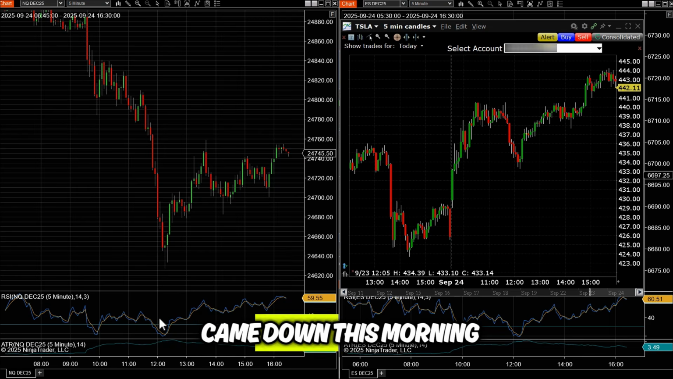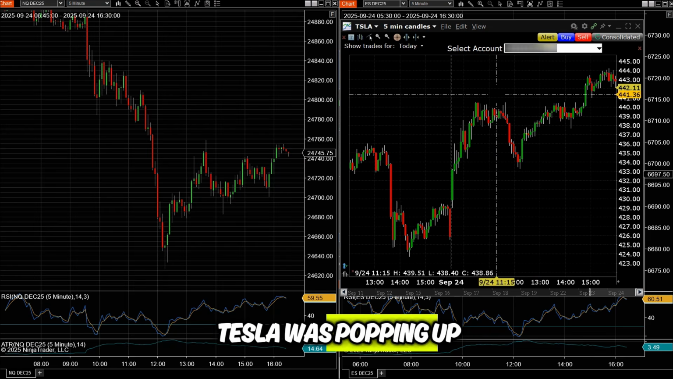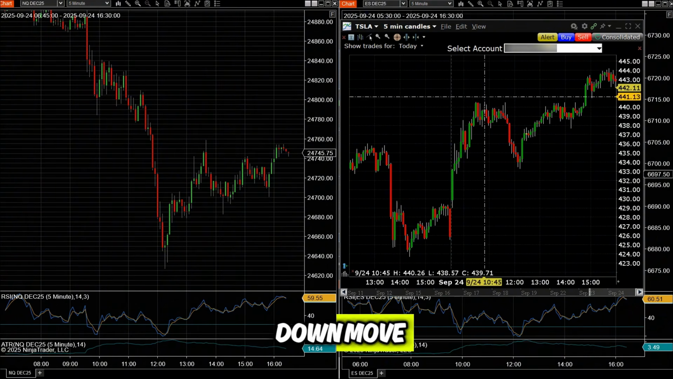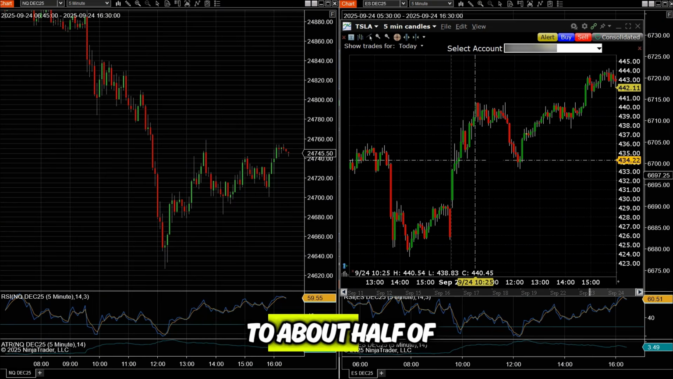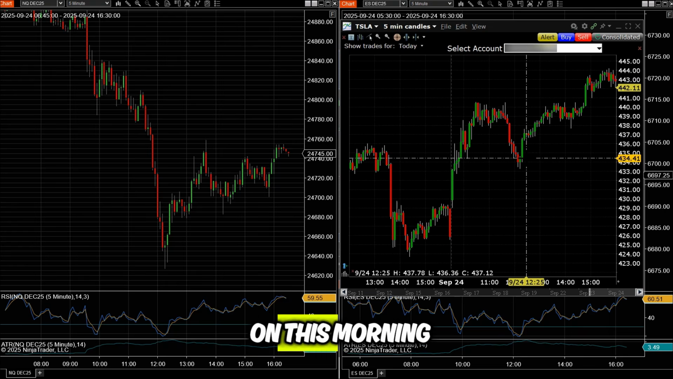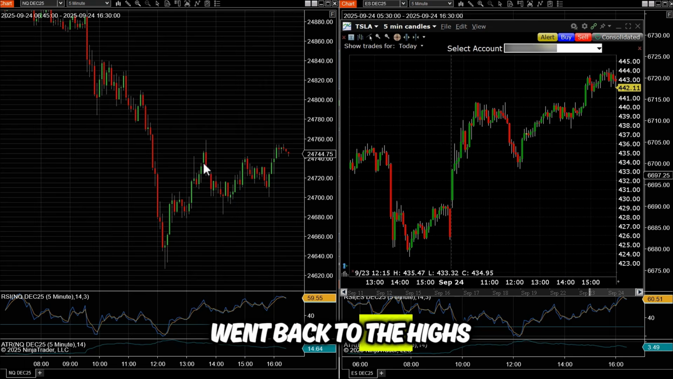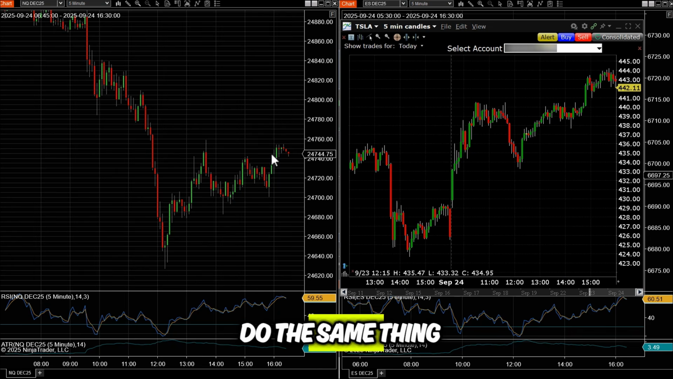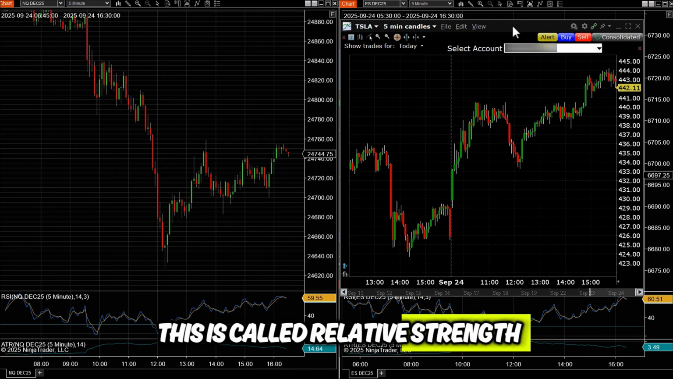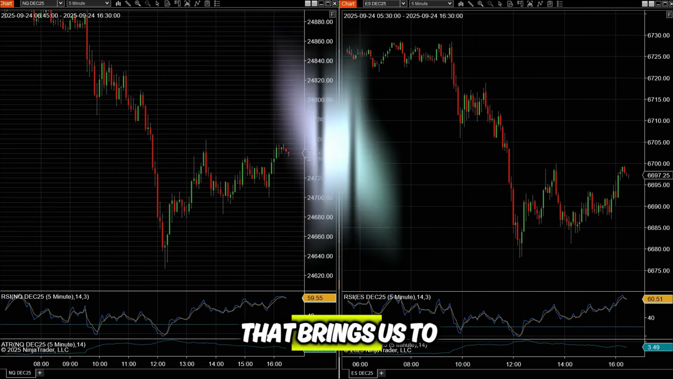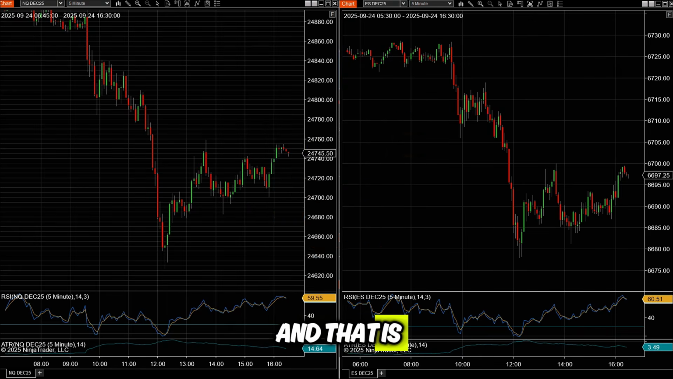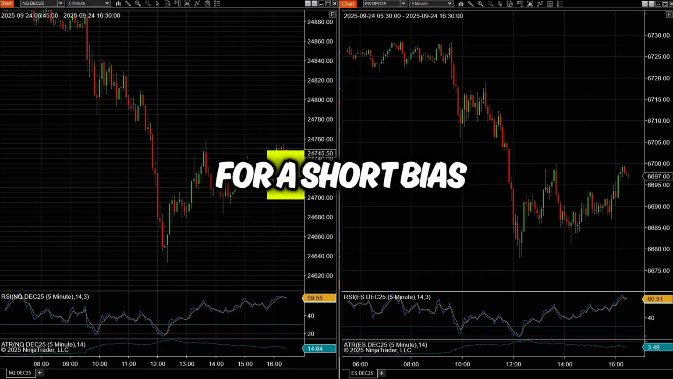Because when the market came down this morning, Tesla was popping up. And in this huge down move, Tesla only pulled back to about half of that move that they pumped up on this morning. And later on, they went back to the highs when NQ did not do the same thing. This is called relative strength. What about on the inverse? That brings us to number 3, and that is NQ and ES divergence for a short bias.